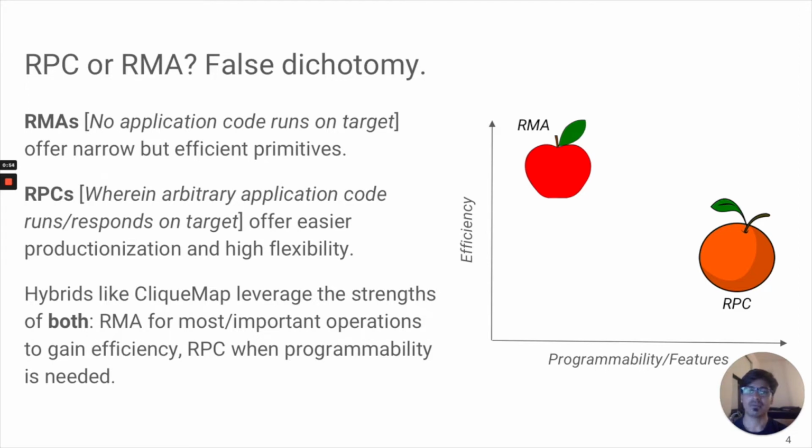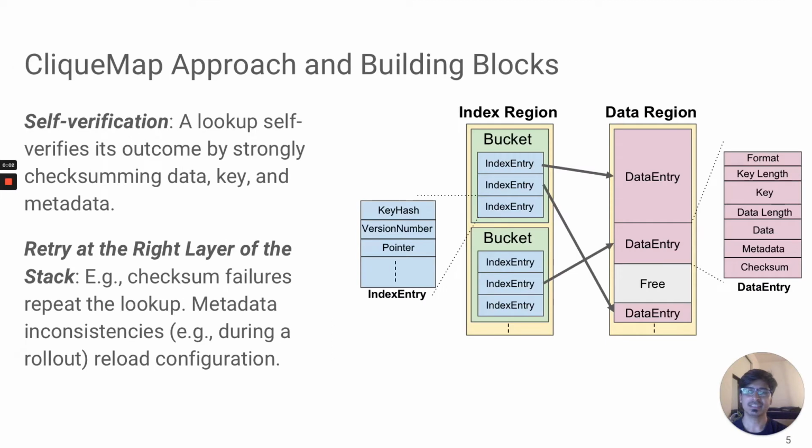With CliqueMap, we opted for a design in which lookups are performed by RMAs, but RPCs also play a substantial role, including all cache mutating operations such as set or add. We embraced a design in which these two technologies can compose gracefully. To realize this goal of composition and yet also be resilient to the production challenges we outline, CliqueMap builds on the idea of a distributed hash table, which is generally friendly to remote memory access.